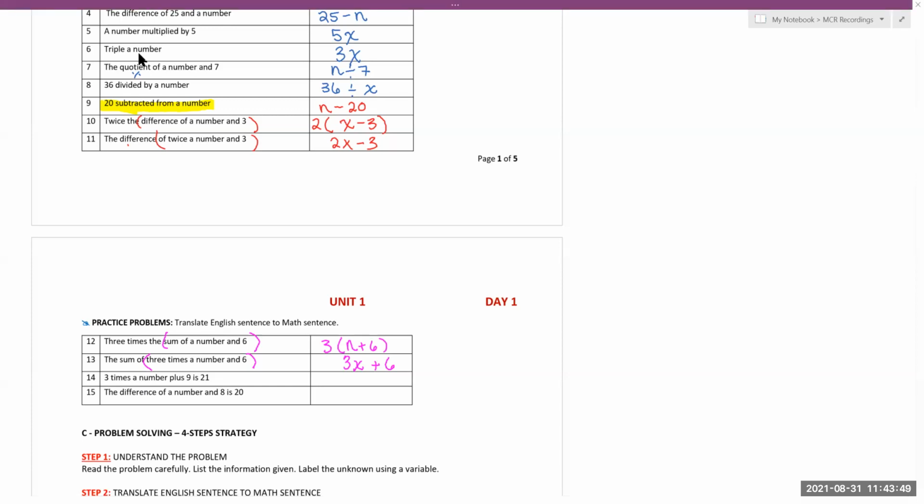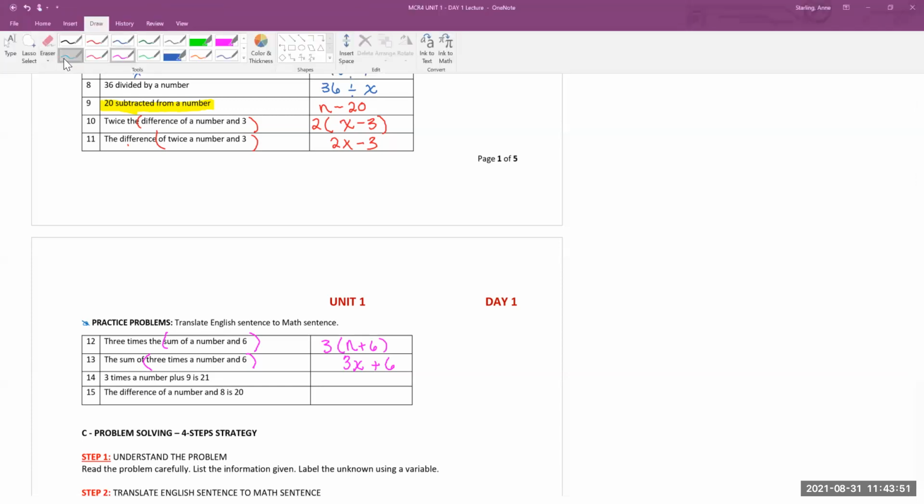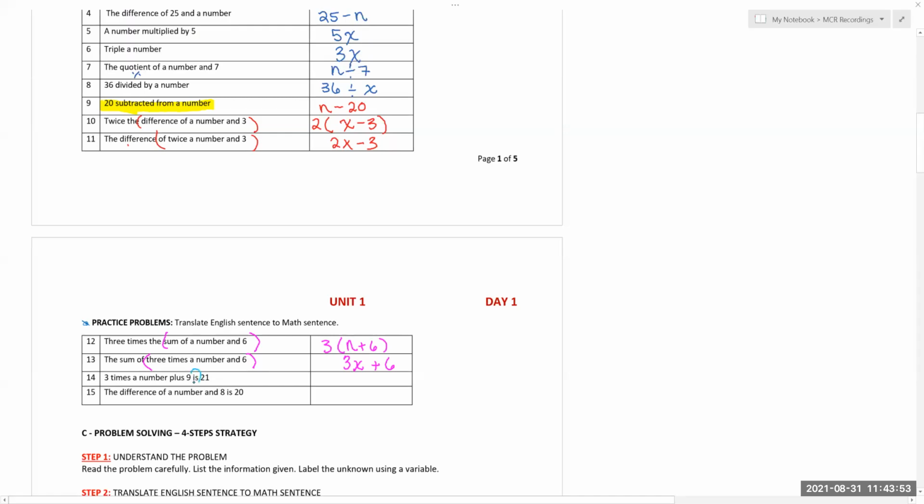Then for 14 and 15, we get into the ones where they have an equal sign. So the "is" means equals. So 21 is 20. Then I can read the other parts: 3 times a number plus 9, the difference of a number and 8. So difference is subtraction. So hopefully that went well for you.